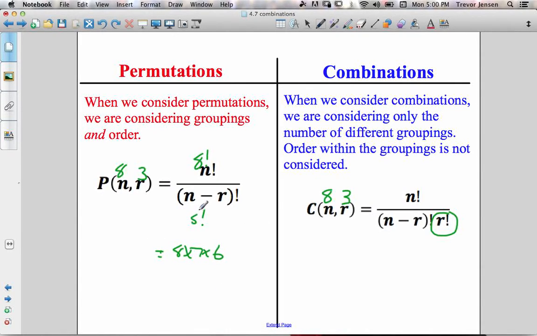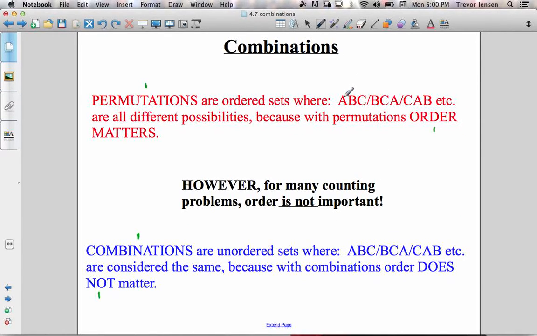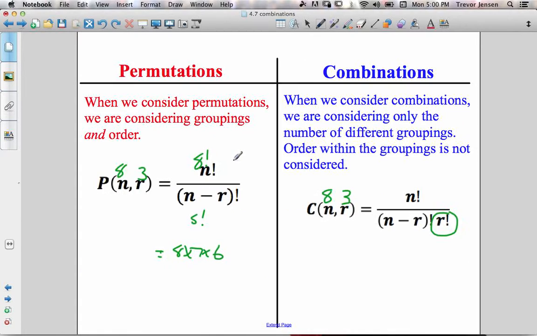But if we did that, here are our letters A, B, and C. It would have counted ABC as being different than BCA, which is different than CAB, and so on. So for each set, if one set is ABC, we would have counted that too many times because we would have counted these things as being different, but with combinations, they're not different. So how many times too many did I count each set? Well, how many different ways can I arrange 3 objects? And we learned earlier how many ways we can arrange 3 objects.